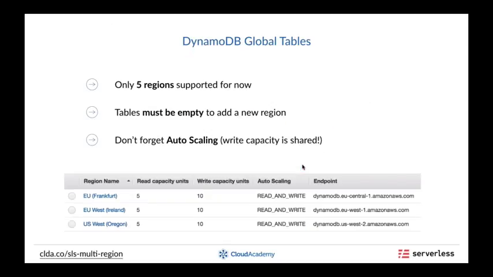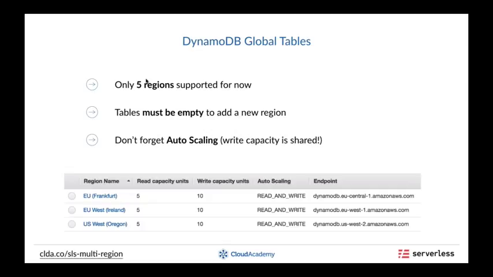So last component. The last component that we used is DynamoDB global tables. I have a few gotchas for you here. The first one is that not every AWS region is supported yet. You only have 5 regions. I have used 3 in my setup. I couldn't use 10 or 12 because only 5 are supported. If I remember correctly, it's like 3 in the US and 2 in Europe.